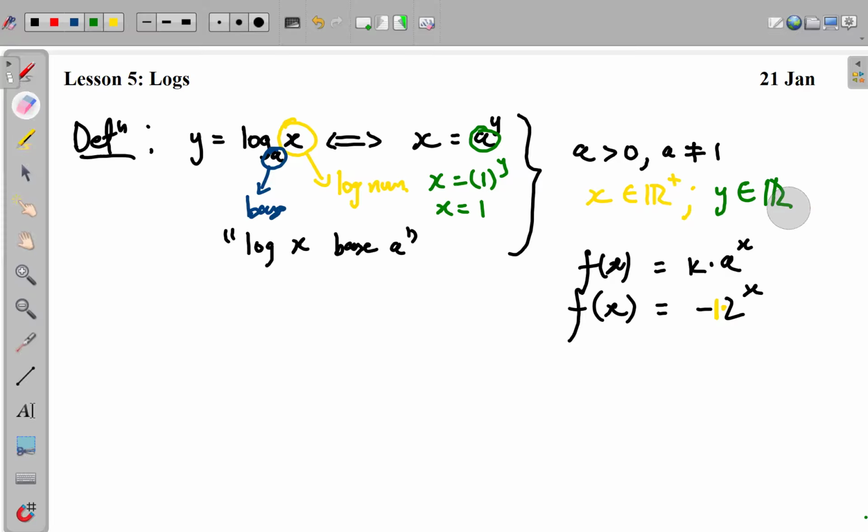So it is very key that you note these restrictions. They will help you to understand why some things happen as we go along our journey of logs, especially when we get to inverse functions.